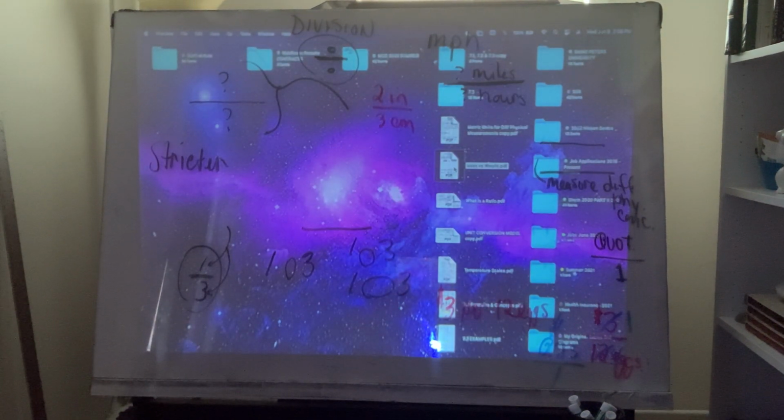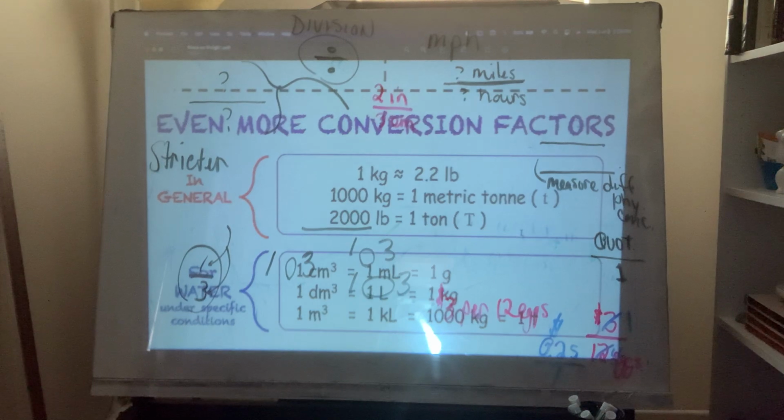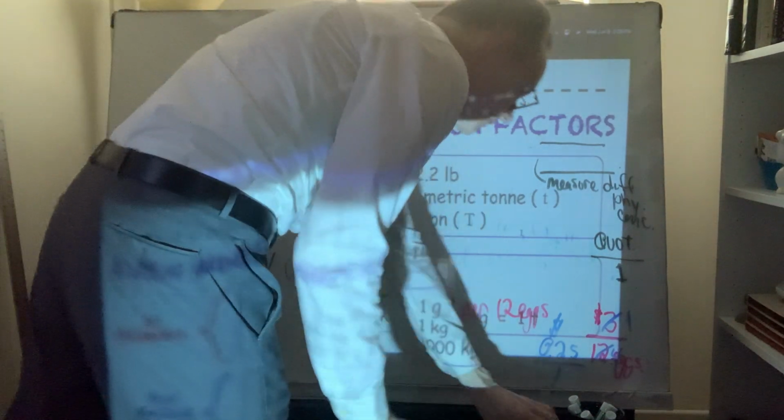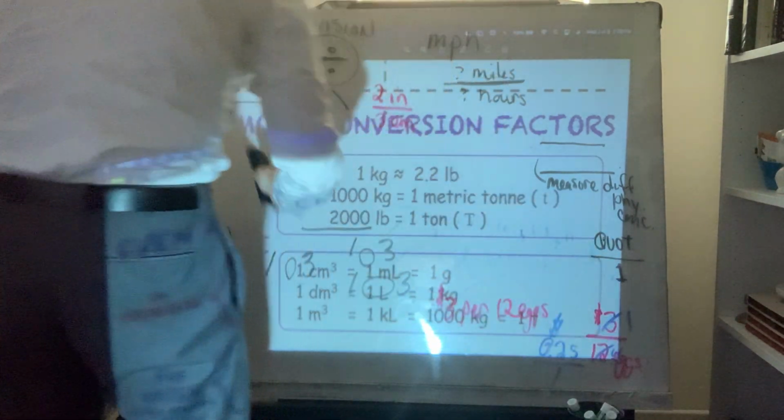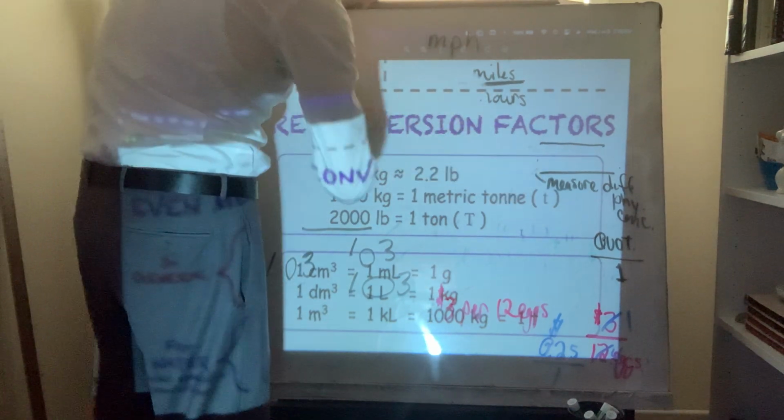Let me go back to this page here. What you see here, although they're not written in the style of a fraction yet, you can write them that way. And you would want to write them that way.